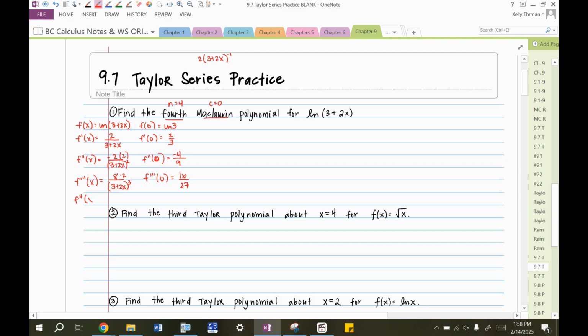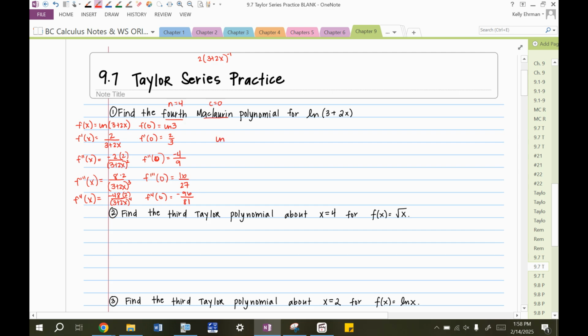And I can just get the fourth derivative in here. So this 16 will get multiplied by negative 3. This will become 3 plus 2x to the fourth in the denominator. And we'll have to multiply by 2 because of chain rule. So the fourth derivative at 0 is negative 96 over 3 to the fourth, which is 81. I think I did that math right. Now that reduces probably, but I'm not going to worry about it.